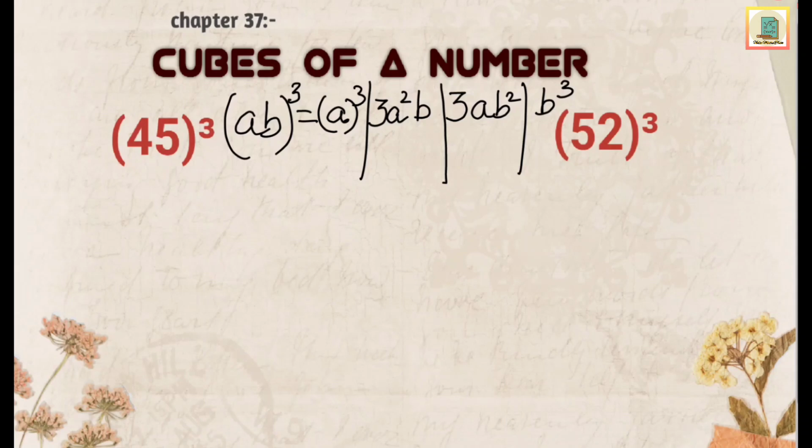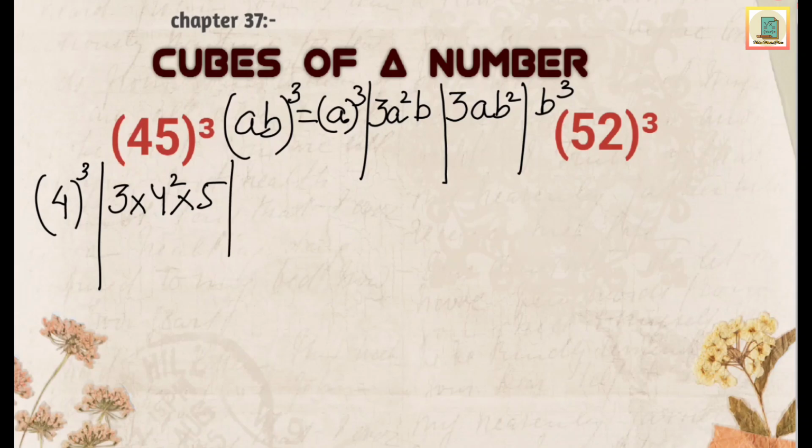So now let's understand by taking an example. So here we have to find the cube of 45. So here first we'll take the cube of 4, make a partition, 3 multiply by 4 square multiplied by the second number which is 5. Make a partition. Now 3 multiply by the first number, that is 4, and the square of second number, that is 5 square. Make a partition, and in the last partition take the cube of the last digit, that is 5 cube. So here cube of 4 is 64.